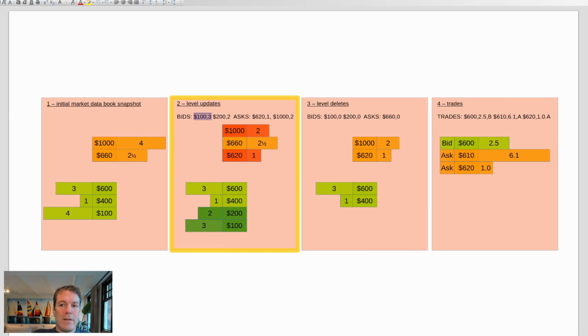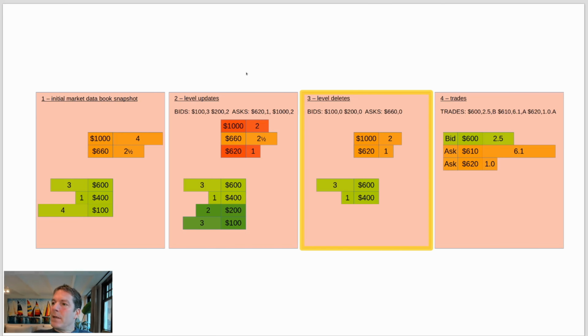Before there were 4 available at level 1000. We've now been told to update that with only 2 available. And similarly, before there was no 620 price ask level here, we've now been told that there is now 1 available at that level. So you can see level updates either will change an existing level or instruct you to insert a new level.